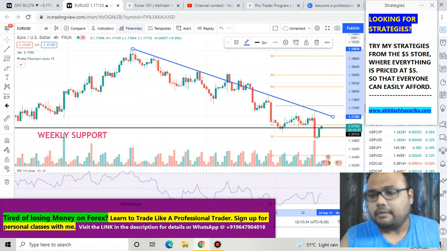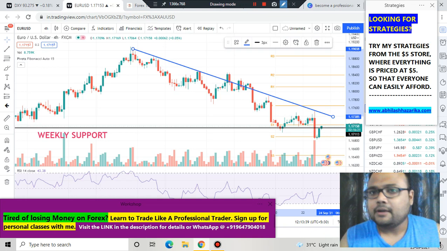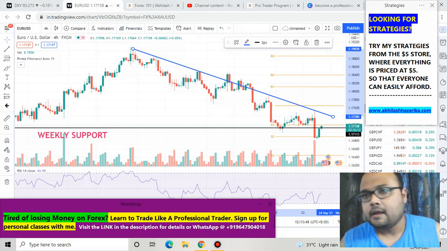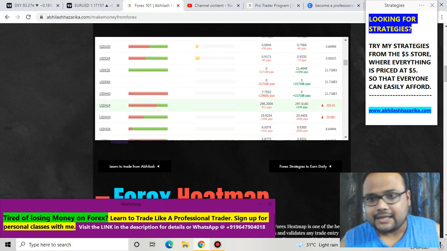So again, I'm saying if you can afford to take risk, you can go for a buy simply on the basis of the weekly chart. But if you cannot afford to take risk right now, there are multiple opportunities available on the market that you can trade there also.